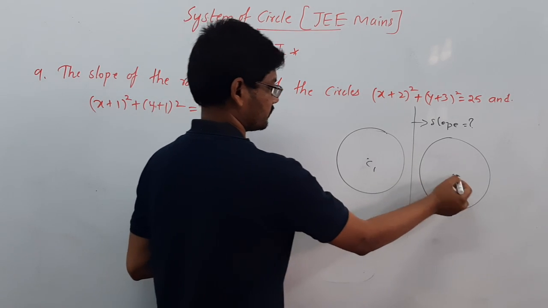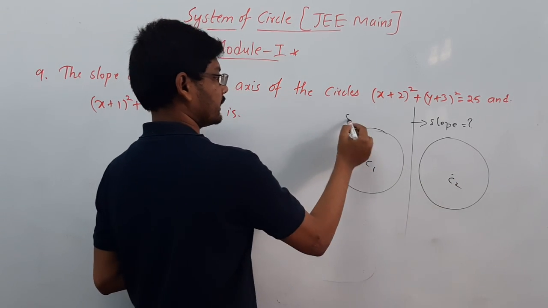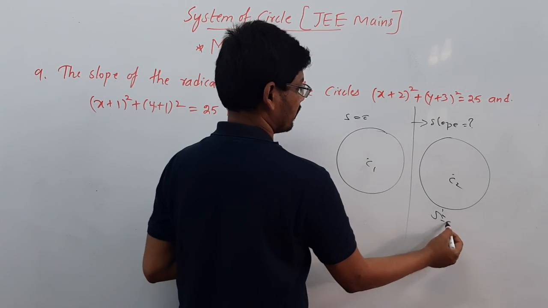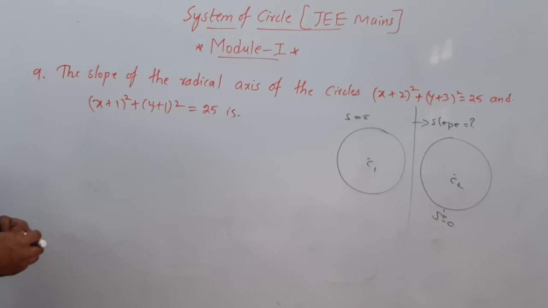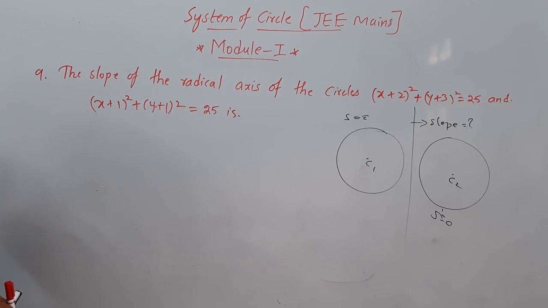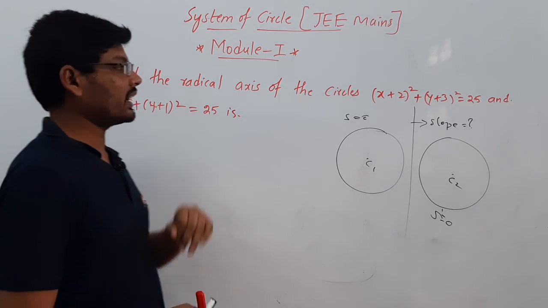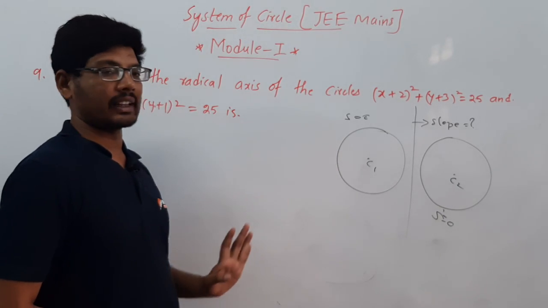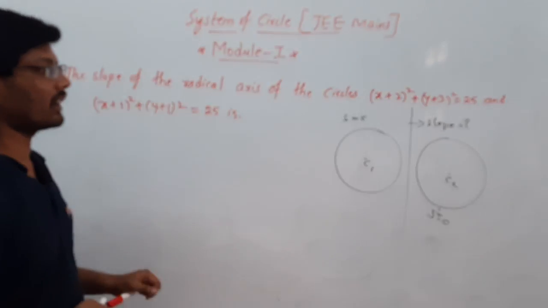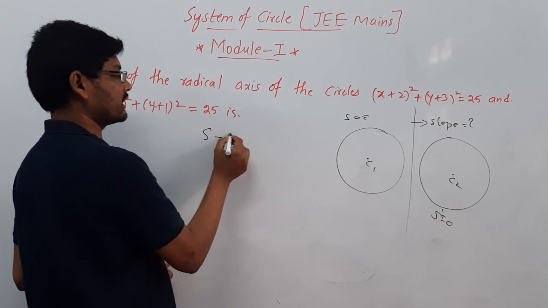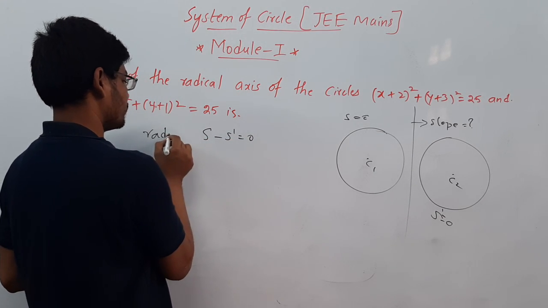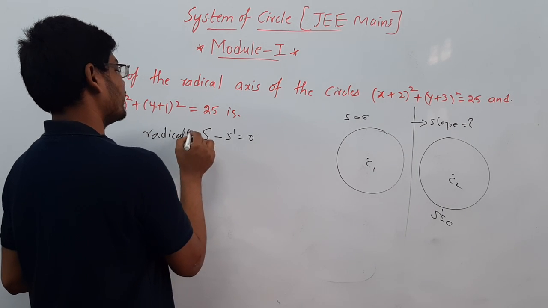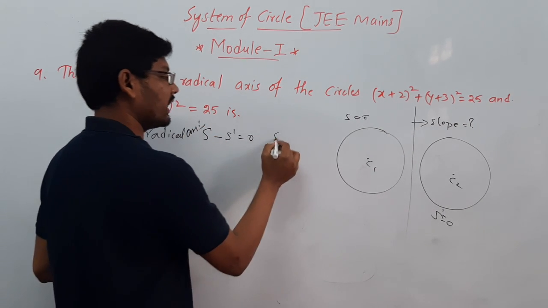Here C1, C2, S is equal to 0 and S dash is equal to 0. No need to write all these things, I am writing just for understanding. If you want to find the slope, first we need to find the radical axis. What is the formula? S minus S dash is equal to 0. Then we will get the radical axis. The radical axis is a straight line.